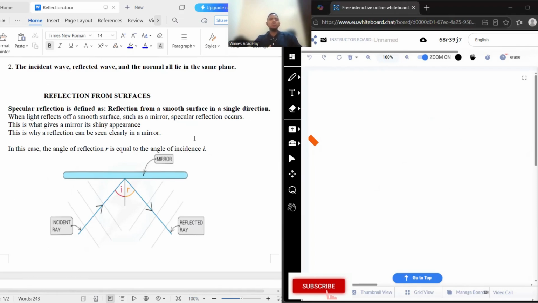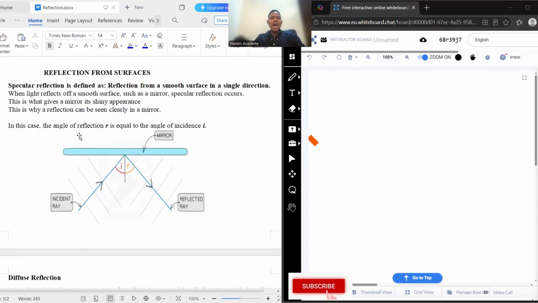So reflection from a smooth surface in a single direction is what we call a specular reflection. In this case, the angle of reflection is equal to the angle of incidence. So we have the incidence ray. That certain angle at which these rays get to the surface is equal to that certain angle at which it reflects back. And that is why we say the incidence ray angle is equal to the reflected ray angle.